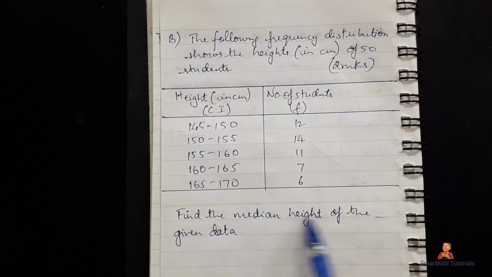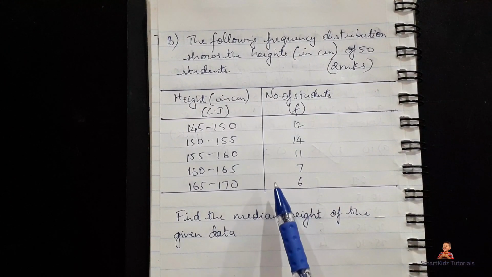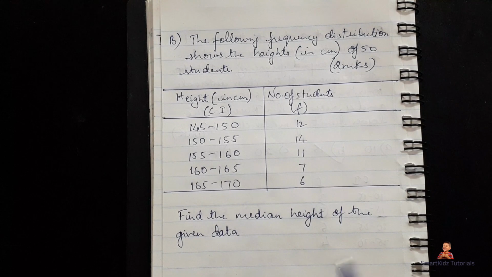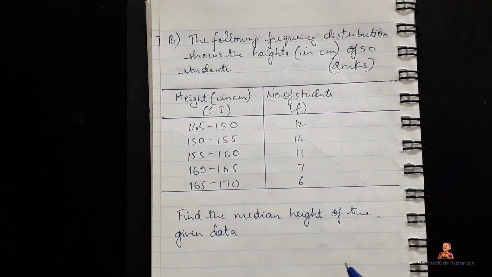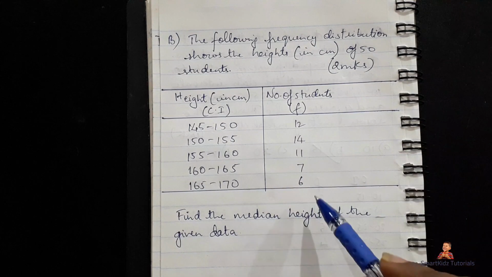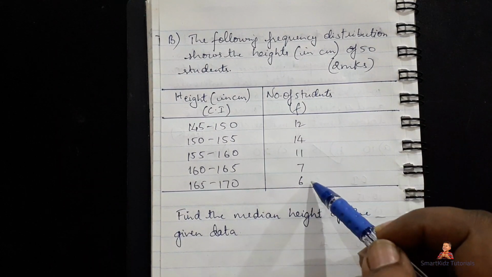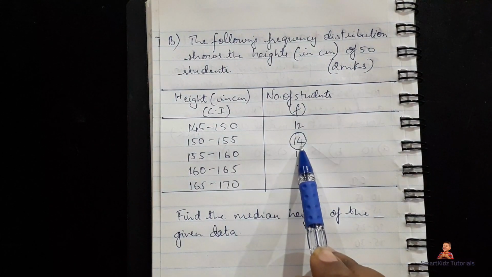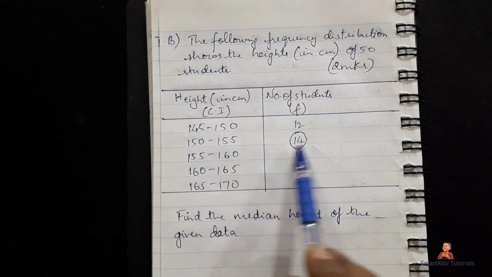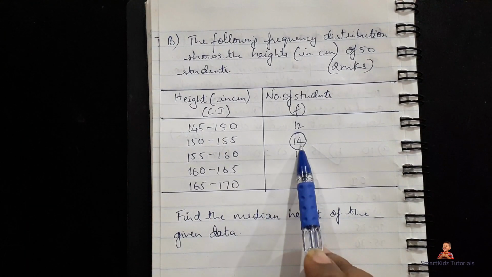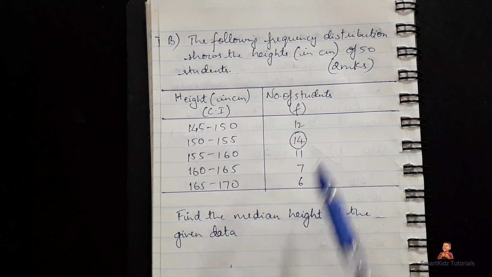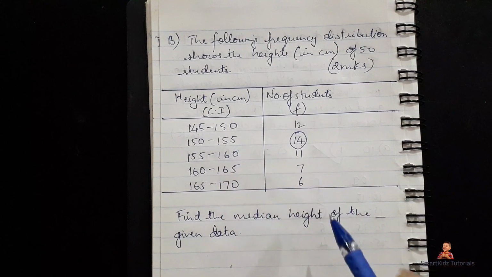Now we are asked to find the median height of the given data. To find the median height, we need to first of all find the median class. So we have been given the frequency, and to find the median class, first we look at which one has got the maximum frequency. That would be 14. If this is our maximum frequency, the class interval corresponding to that highest frequency becomes our median class. So 150 to 155 will become our median class. So we write that down, and we'll write down whatever is needed to find the median in this case.